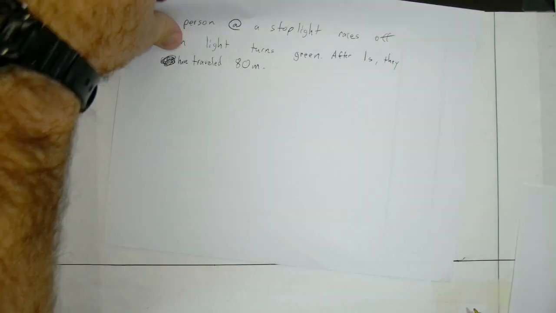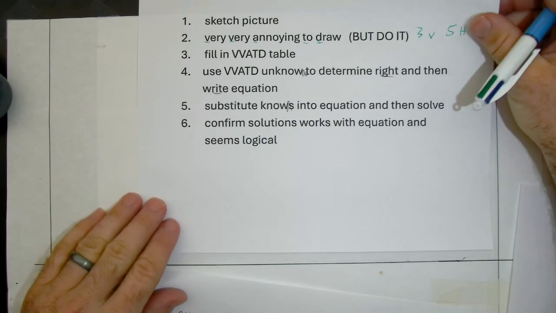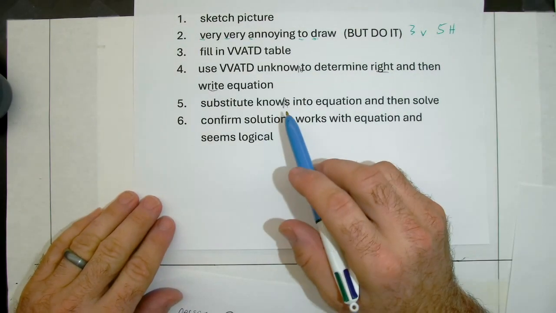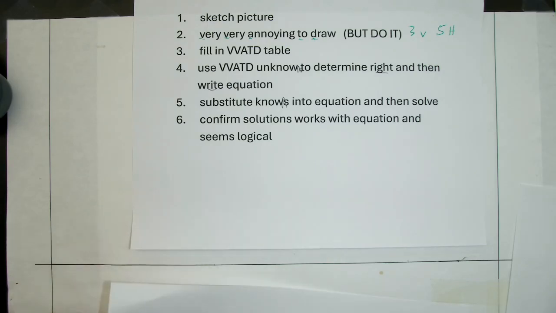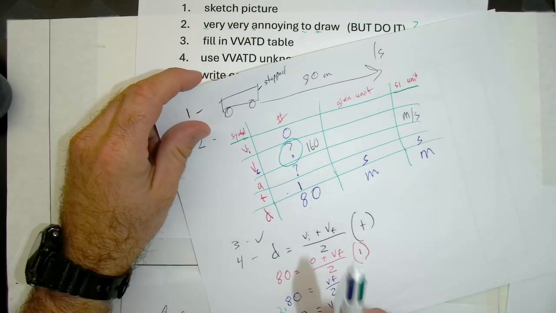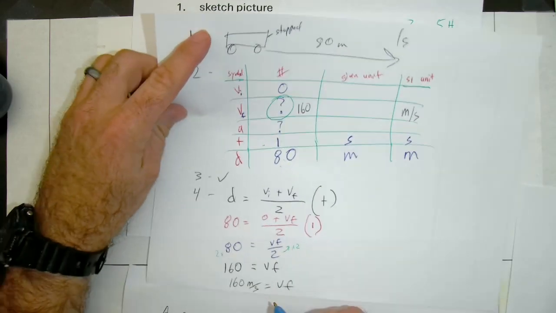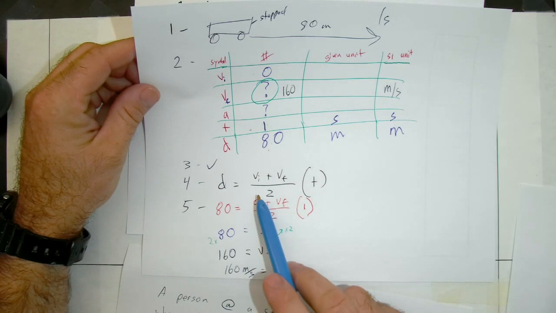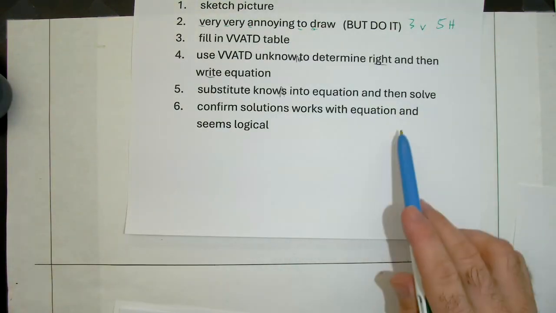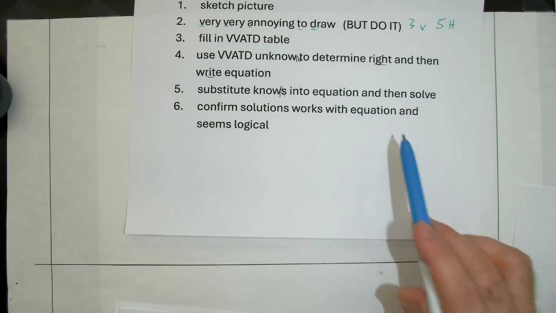Now, that's step 4. What do we have here for step 5? I'm sorry, that was step 5 we were doing. Step 4 was the equation. I'm so sorry, I should have shown that. Step 5, I think I said it, but I didn't show it on there. That's step 5. Now we're on to step 6. Confirm solution works with the equation and seems logical.